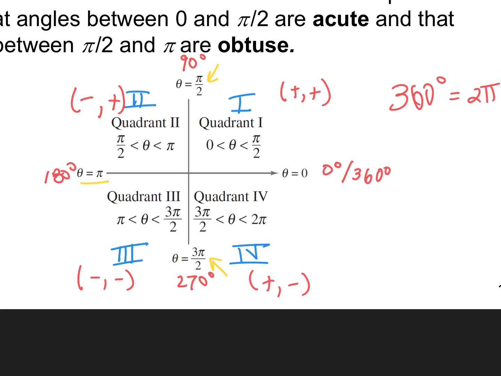We'll talk about conversions here in a little bit. But you guys need to understand that 90 degrees is the same as pi over 2. 180 degrees is the same as pi. 270 degrees is the same as 3 pi over 2. And 0 and 360 degrees is the same as 2 pi. It's one whole circle.